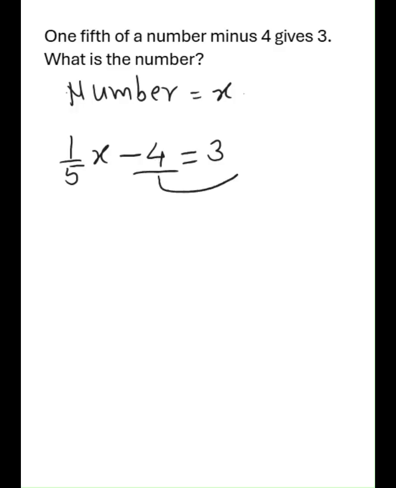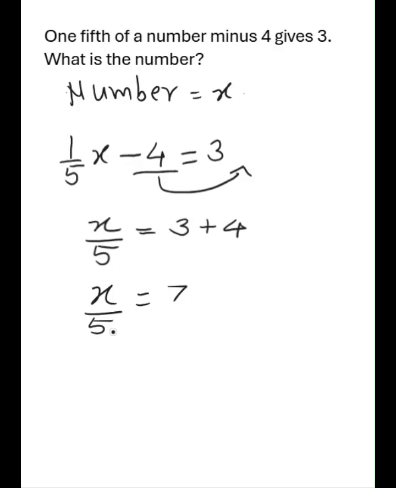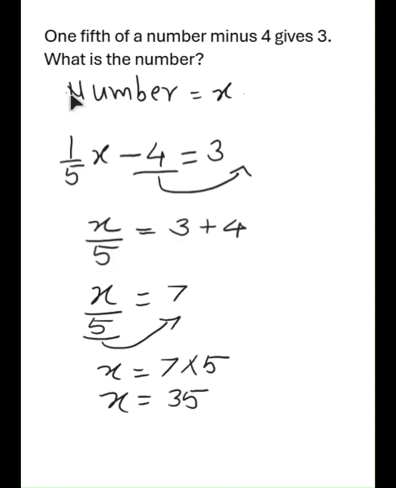Now here minus 4 will go to the other side. When the minus sign goes to the other side, it will get converted to a plus sign. So x by 5 equals to 3 plus 4. Now we will further solve this. X by 5 will remain as it is and 3 plus 4 will be 7. Now here 5 is there in the division part. If it goes to the other side, it will go in the multiplication part. So x equals to 7 multiplied by 5. So this will give us x equals to 35. So the unknown number is 35.